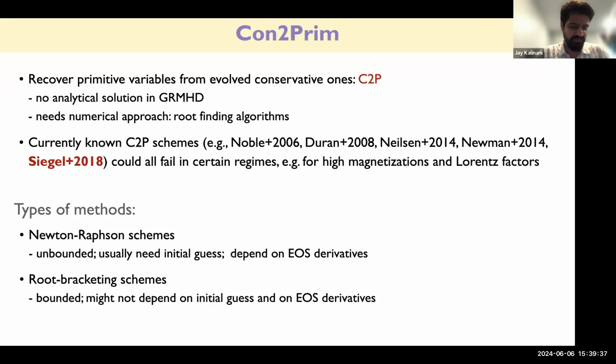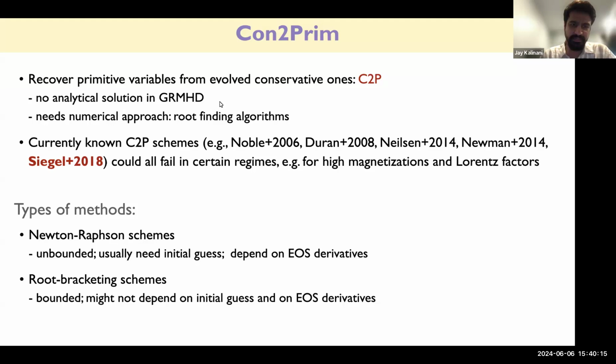Another core element of a GRMHD code is con to prim, which stands for conservative to primitive variable recovery. As I mentioned earlier, you have this prim to con step where you have analytical expressions that compute conserved variables from the primitive ones. But in GRMHD, there is no analytical solution when you want to do the reverse, computing the primitives from the evolved conserved variables. So one needs to employ numerical techniques, essentially root-finding algorithms.